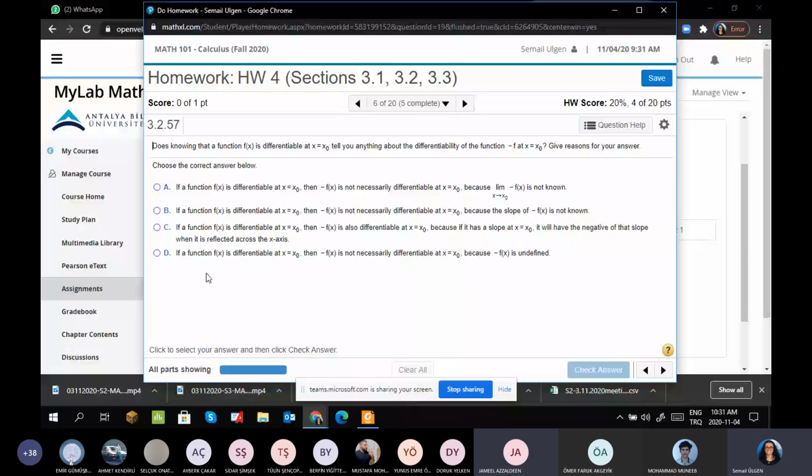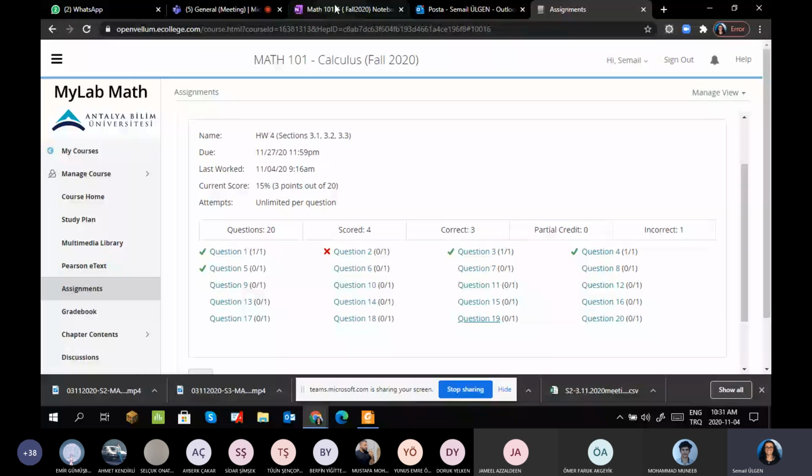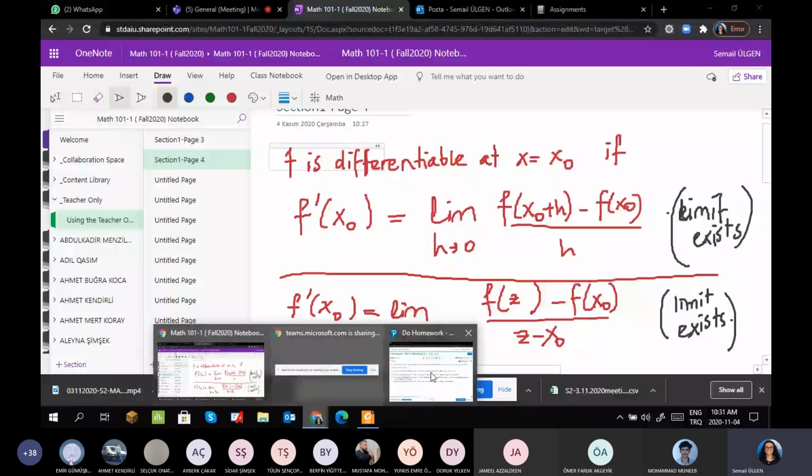C. That's true. The answer is C because everything depends on the formulation that we just said. Let's go back to our formulation. We just look at this limit. If this is negative f or f, it doesn't really matter, because if it is negative f, this limit is going to still exist, right? It's just a negative of that slope that you're going to get. Because of that, the answer is C.